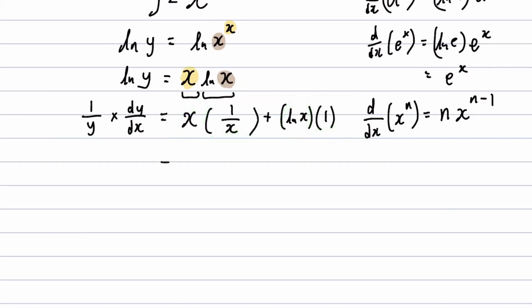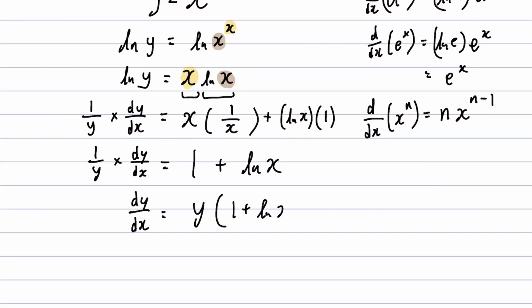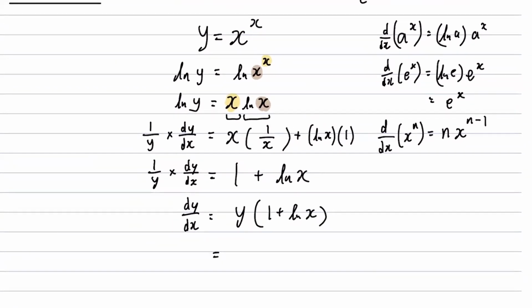Okay, simplify. So x times 1 over x, you get a 1. ln x times 1, ln x. You get 1 over y times dy by dx. What do we want at the end of the day? We actually want dy by dx. So we times y over, we get y bracket 1 plus ln x. But wait a minute, what's y? Sub in, exactly. So you get x power x times 1 plus ln x.